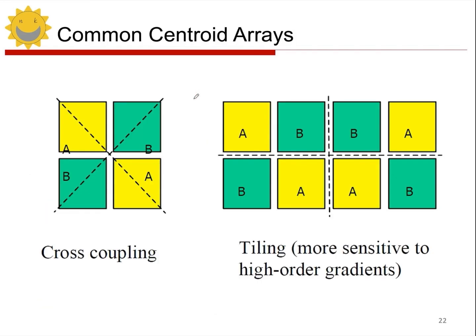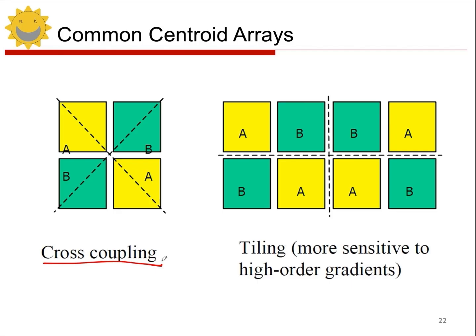Now let's take a look at common layouts for common-centroid systems, right? The simplest one is called cross-coupling, which is this square cross layout. In this layout, two components are each split into two parts and arranged diagonally. So the top left and bottom right are A, while the top right and bottom left are B. This arrangement completes a common centroid.